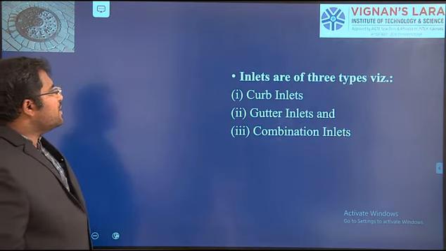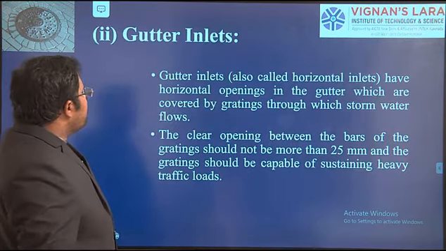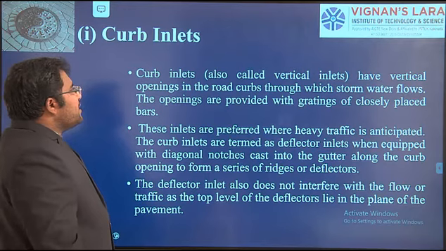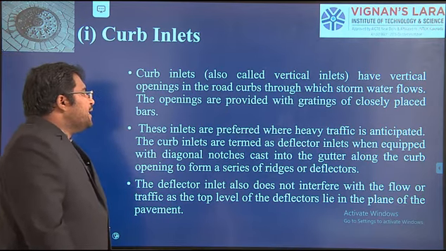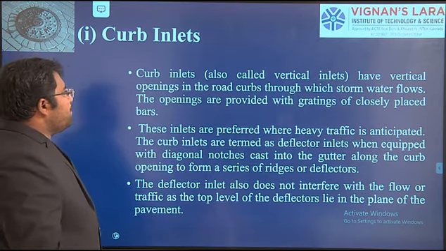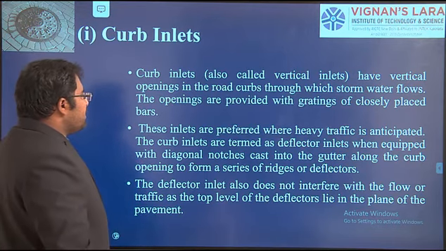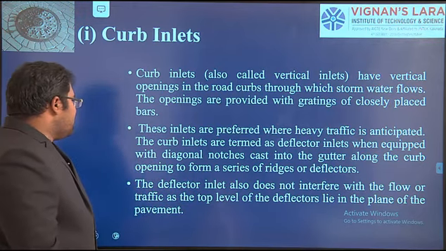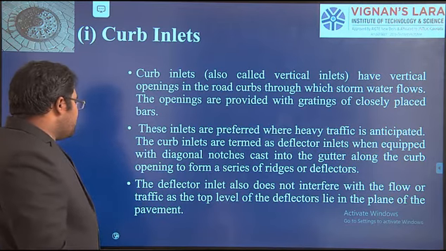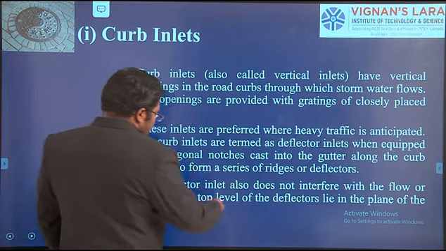Next, these inlets are of three types: curb inlet, gutter inlet, and a combination of inlets. Curb inlets are provided as a vertical opening in the road curb through which stormwater flows. The openings are provided with a grating or closely placed bars. These inlets are preferred when heavy traffic is anticipated. The curb inlets are termed deflector inlets, equipped with diagonal arches cast into the gutters and curb opening, forming a series of ridges and deflectors. The deflector inlet does not interfere with the flow of traffic.